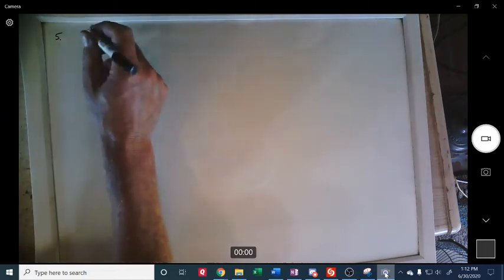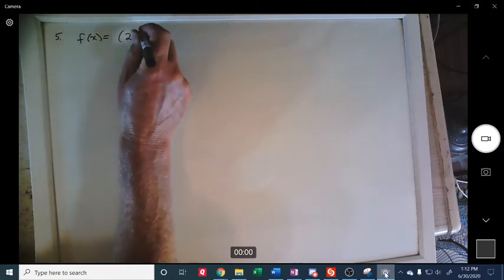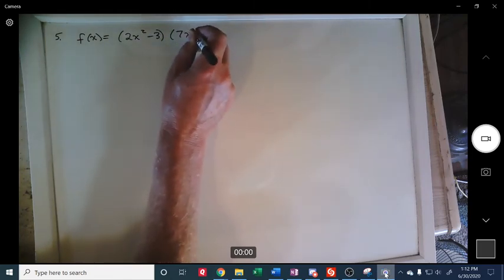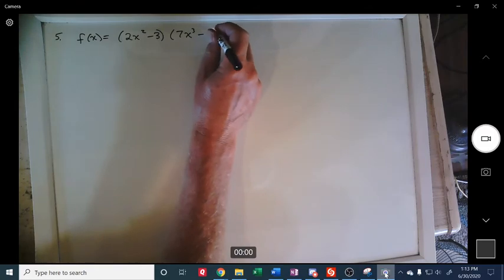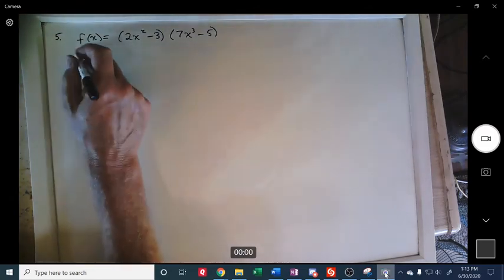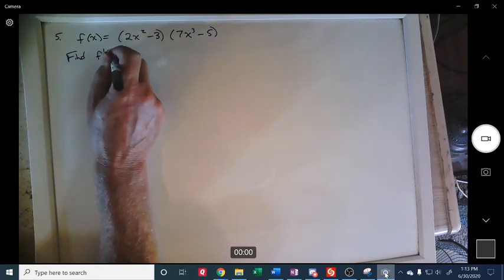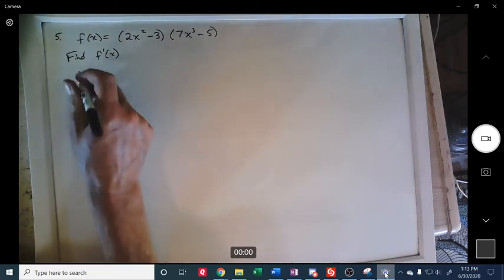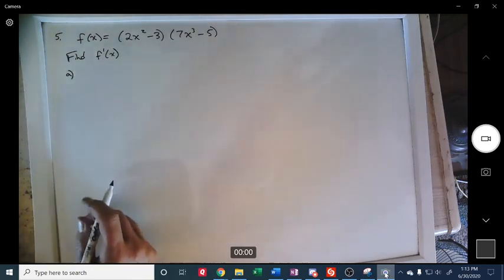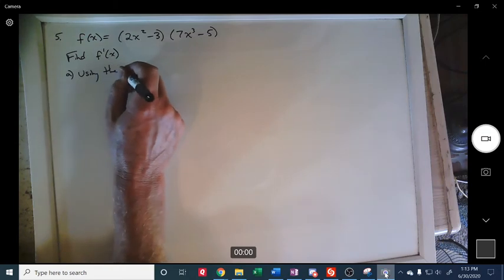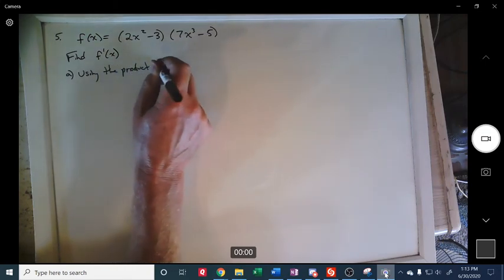Let's do f of x is equal to 2x squared minus 3 times 7x cubed minus 5. We're going to find f prime of x. We're going to do it 2 different ways. A, using the product rule.